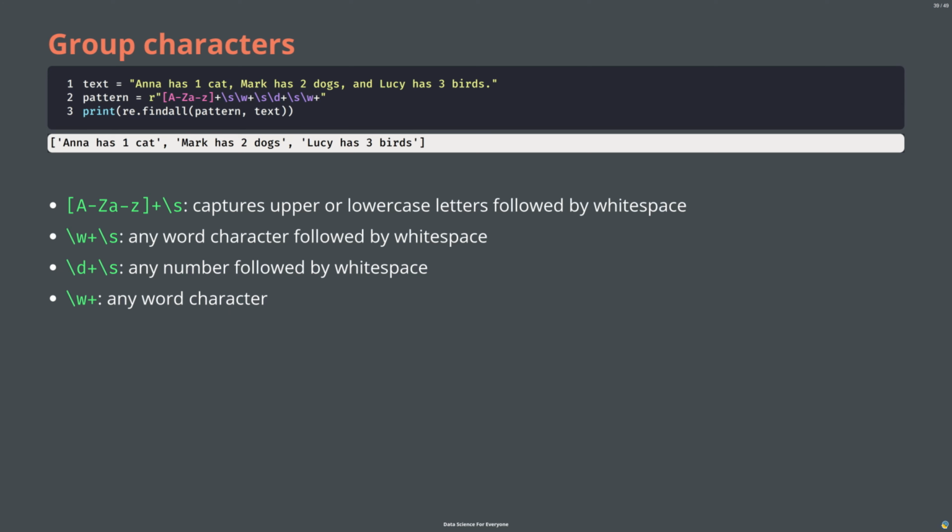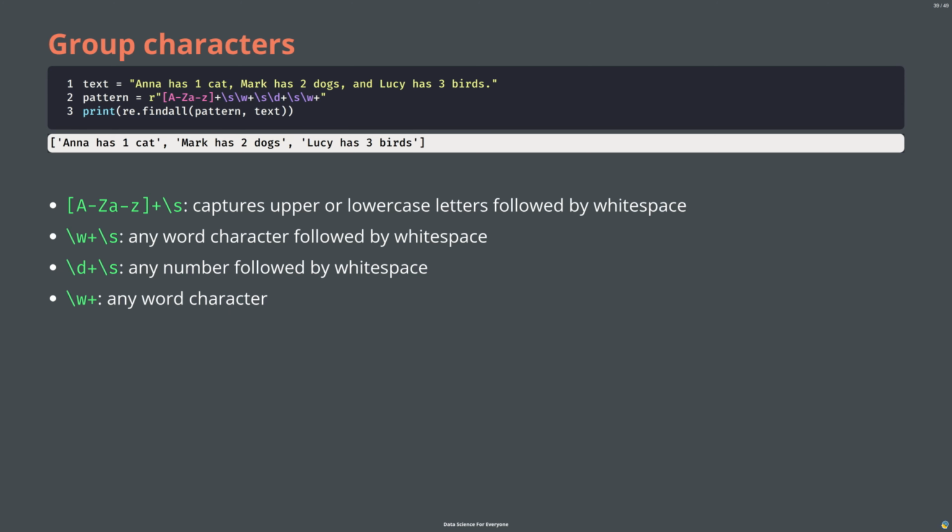Since the sentence follows a pattern, we try a basic regex. Any uppercase or lowercase letters followed by whitespace, then any word character followed by whitespace, then a number followed by whitespace, and any other word character. The output looks pretty good, but it still includes the word "has", which we don't want.